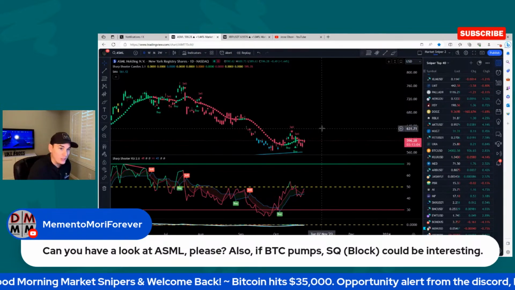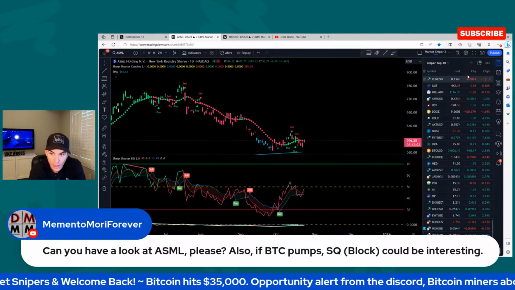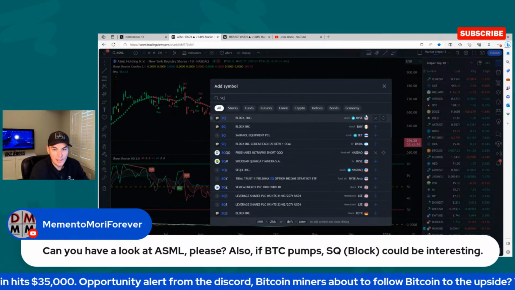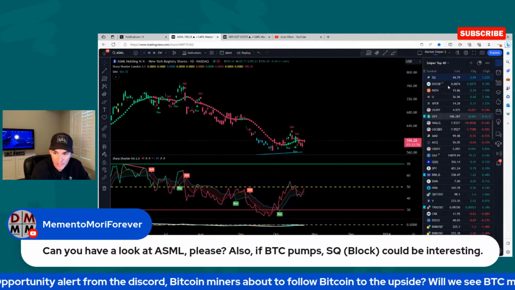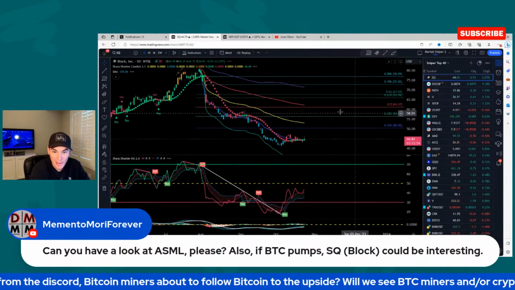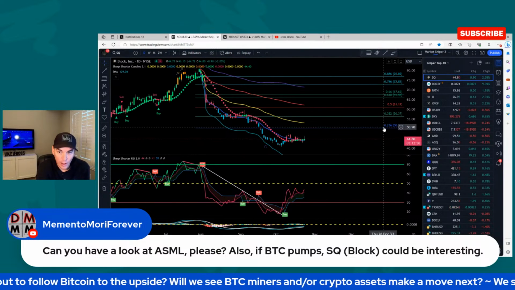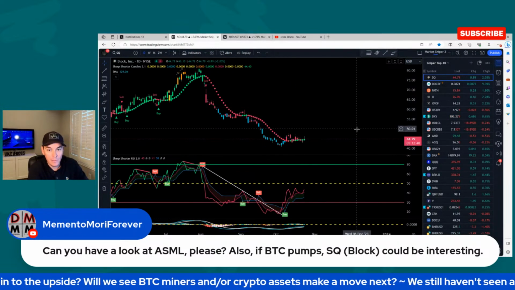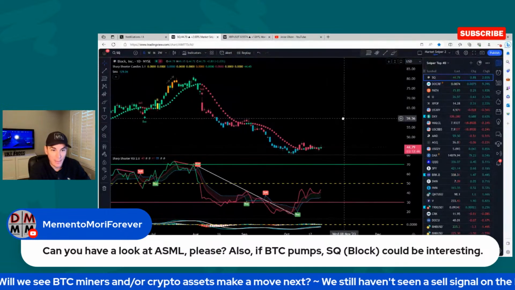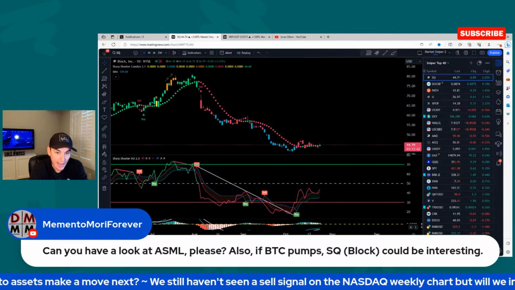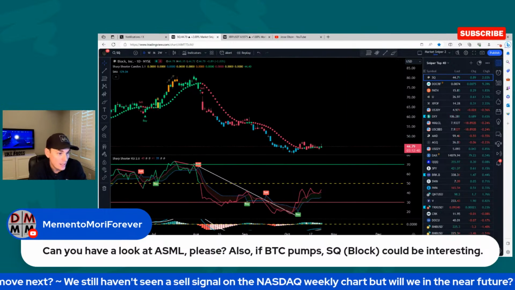So too early to call it, but that's what we're kind of watching there. Square, we can take a look at Square as well. It's already on the watch list, so we do keep an eye on it. No buy signal on Square as of yet, but it could be one of those that could be lagging time-wise and could have a pump as well. So yes, very good call there.